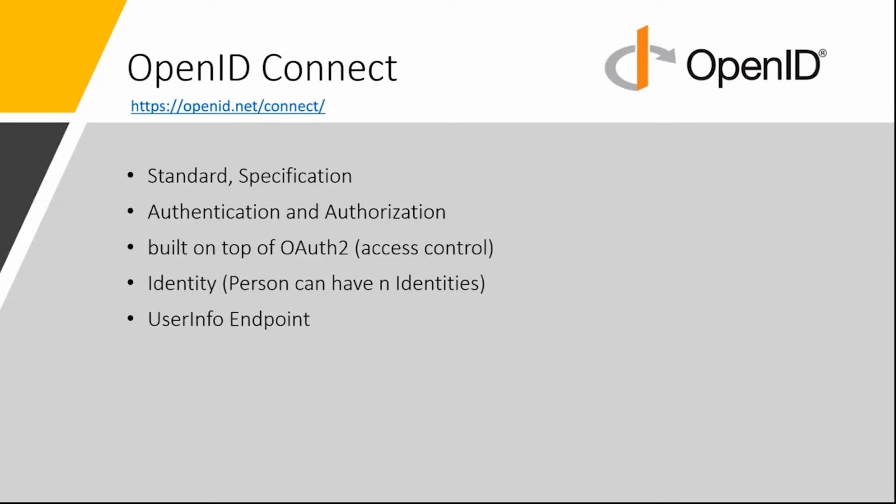So what is OpenID Connect? It's a standard, it's a specification, it's not an implementation. It does authentication and authorization. Everyone knows what authentication is, I assume. And then it's built on top of OAuth 2, which is access control. OAuth 2 has improved lately as well. There are lots of new standards which are starting to move together, and lots of really cool things happening in the OAuth 2 world. And then you have an identity, and each person can have many identities.